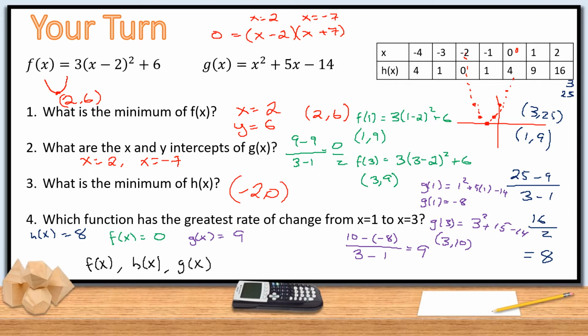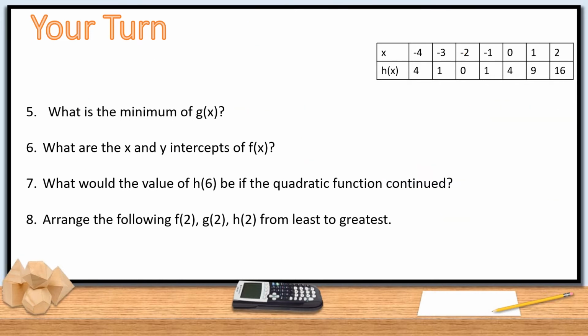All right, we're going to go again. Here's our functions once more. 5, 6, 7, 8, four more questions. Pause the video, take a shot at it. You're trying to find minimum, intercepts, value of h of 6, and then arrange the function for f of 2 from least to greatest. So rather than doing rate of change, we're going to say, okay, if the x value is 2, which one has the greatest output all the way down to the least, and so on. Pause the video, and then come back.